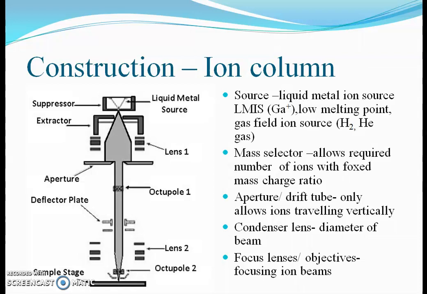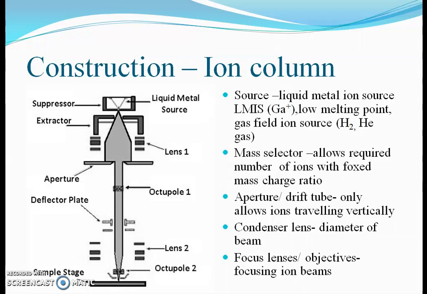suppressor, liquid metal source, suppressor, extractor, lens 1, octopole 1, aperture, deflector plate, lens 2, and sample stage or a workpiece, octopole 2. These are the main elements of the ion beam machining process. Then what are the main functions of using these elements in this manufacturing process? Source: as a source we are using liquid metal ion source, LMIS.